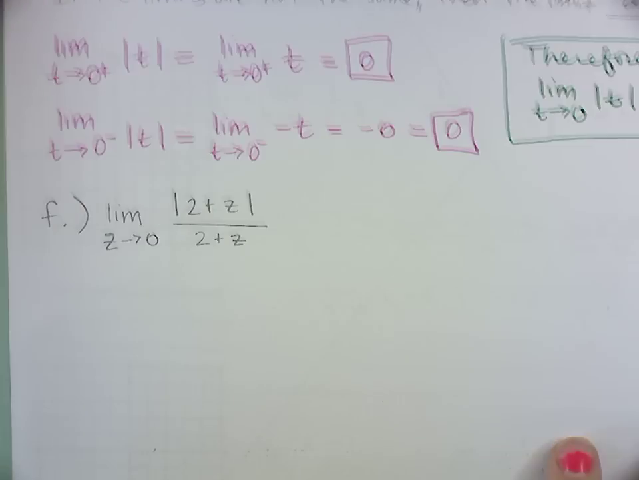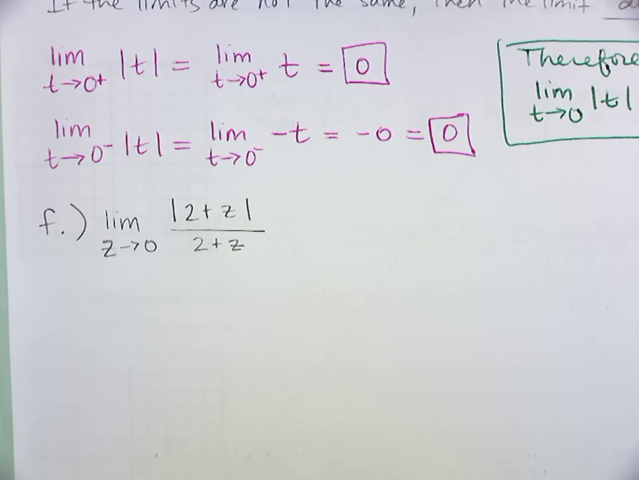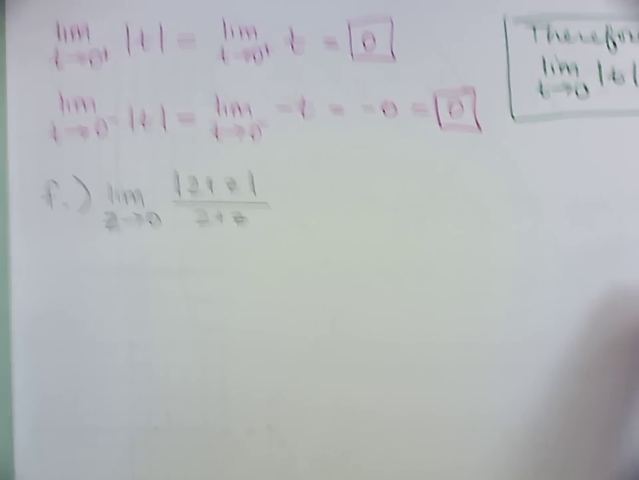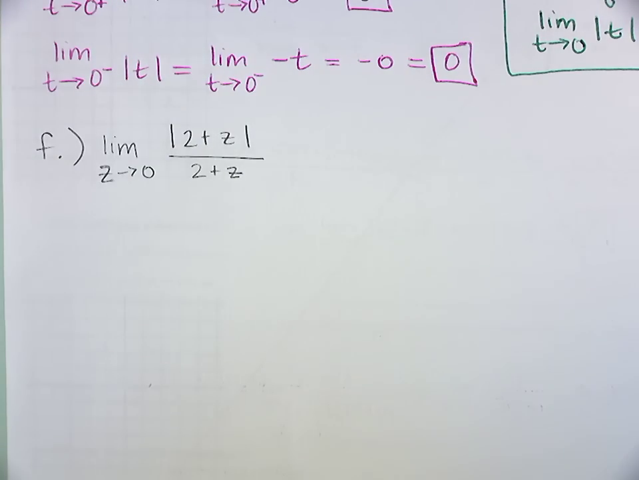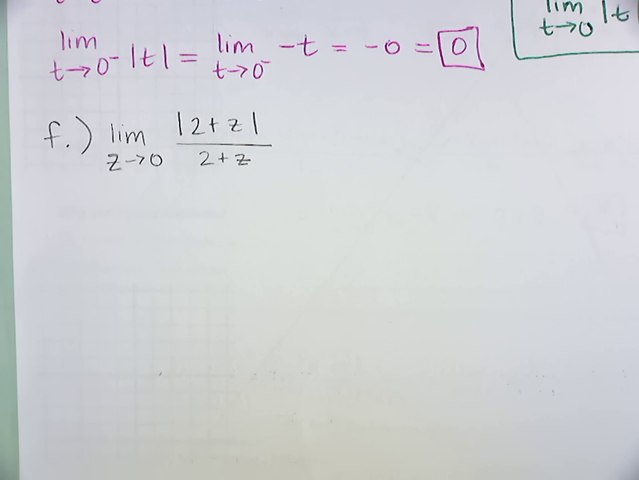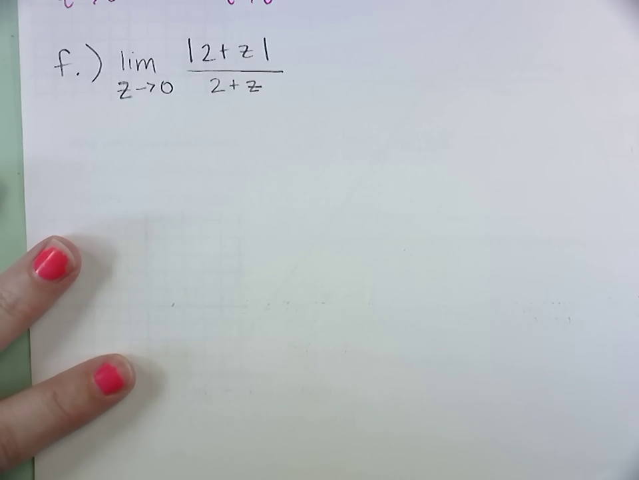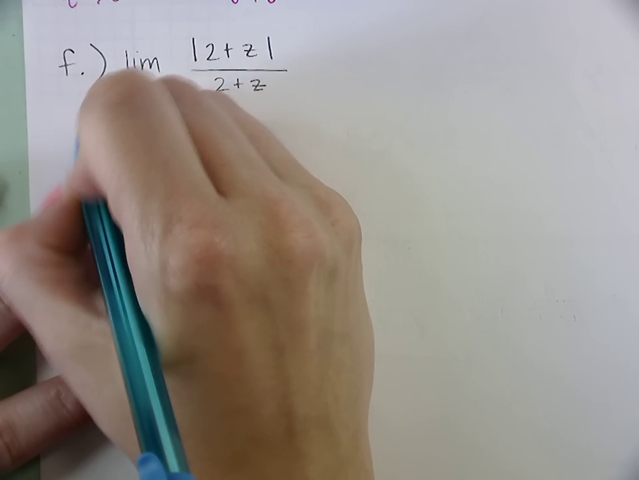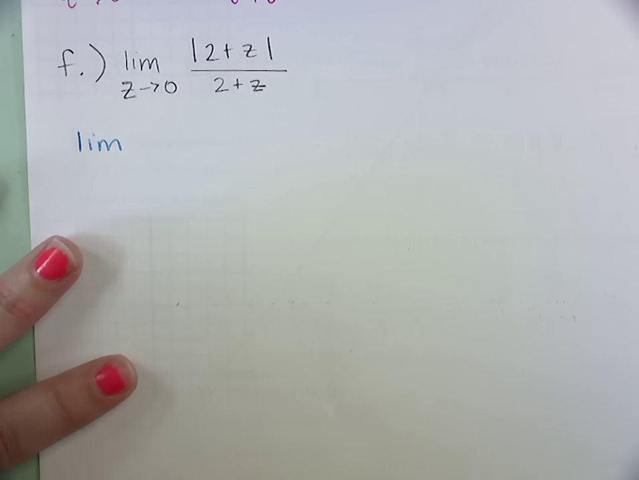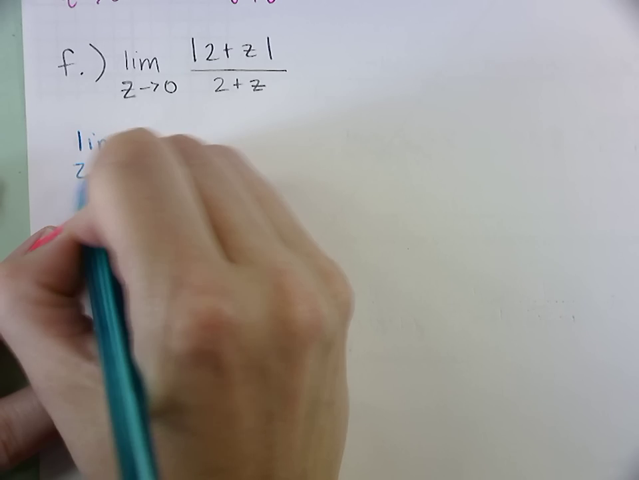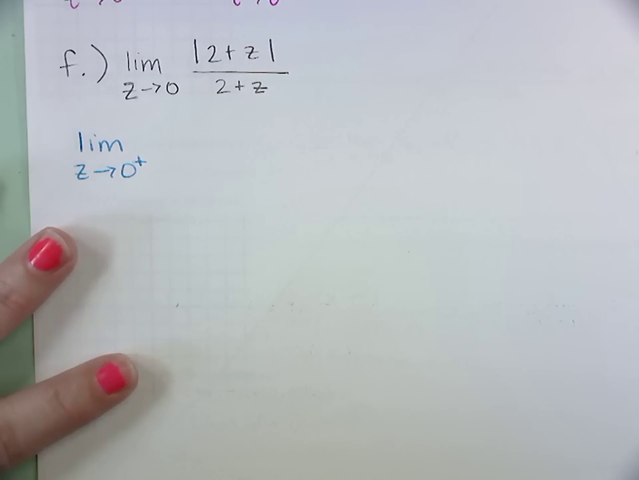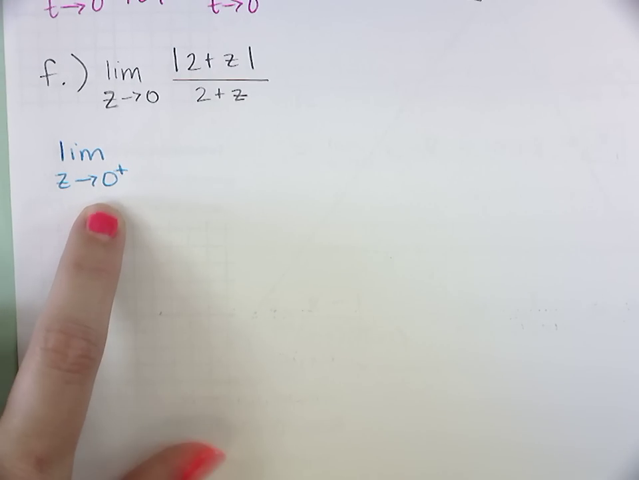Okay, so for the first one, I wrote out the piecewise for you so you could see why we're doing the t and the negative t. Really, you guys can just jump into finding each limit. If you have the absolute value, that means you have to find the limit from the left and from the right. The reason I usually start with the right is because that's a little bit easier to do. So I can find the limit as z approaches 0 from the right, and if it's from the right, it's going to be the positive values.